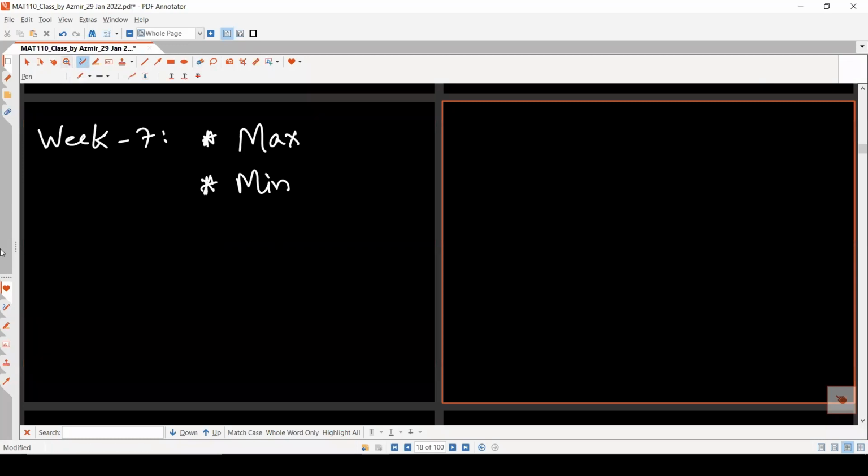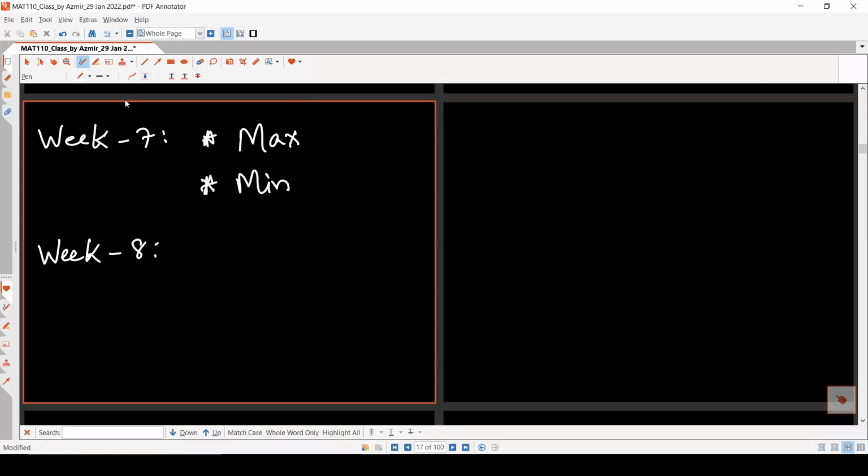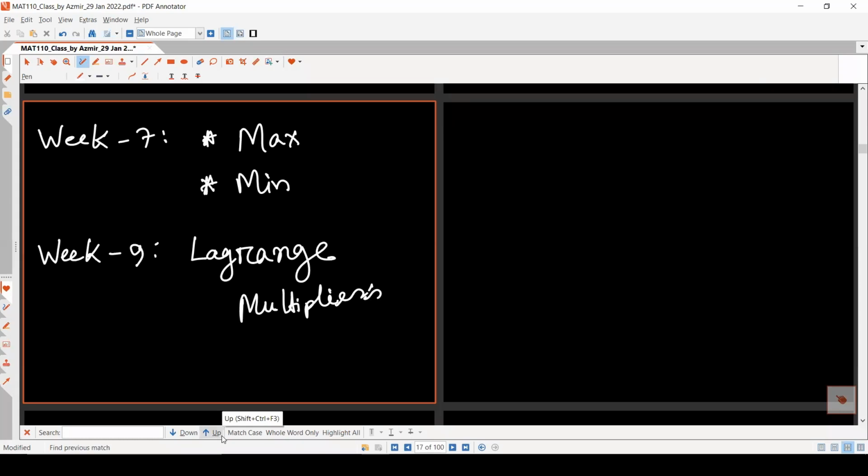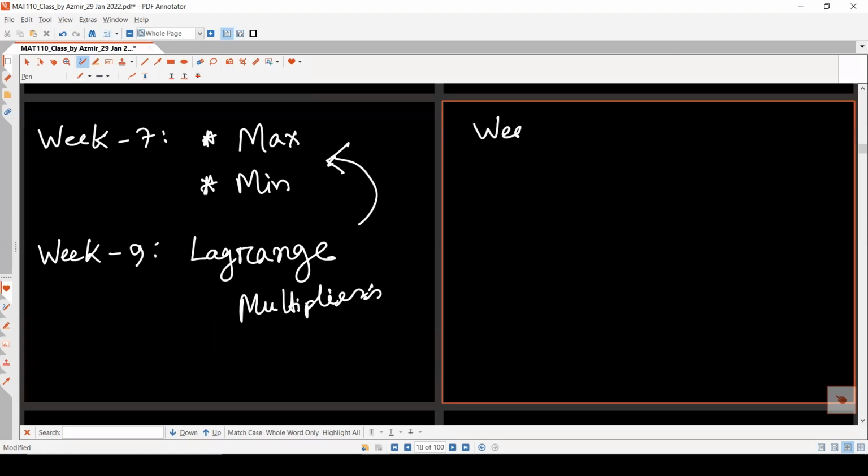And then week 8. In week 8, you will learn about a content that is known as Lagrange multiplier. Okay, actually it will be found in week 9. So I am writing week 9 at first because Lagrange multipliers is a special type of method that can be applied to find maxima or minima for multivariable functions. So 7 and 9 can be merged, but inside 7 and 9, we have week 8.